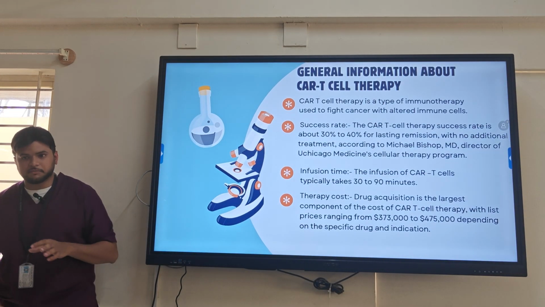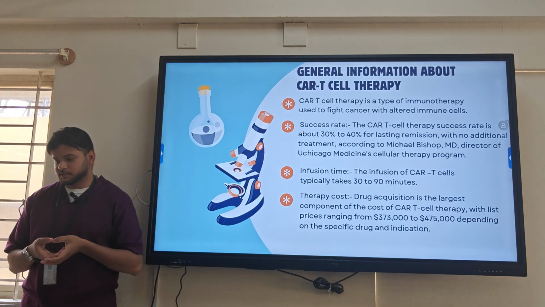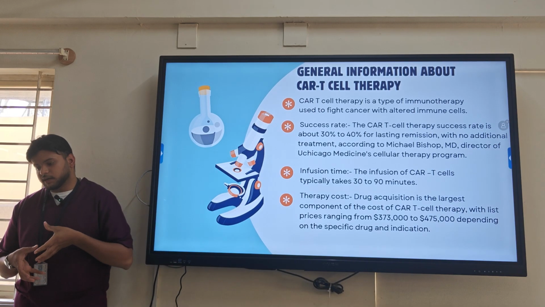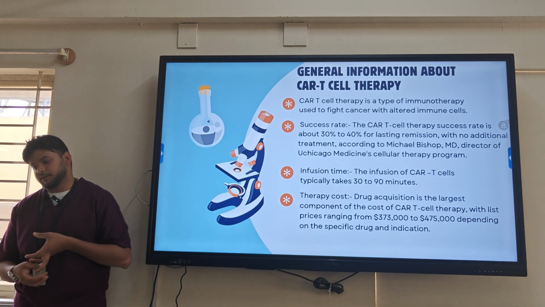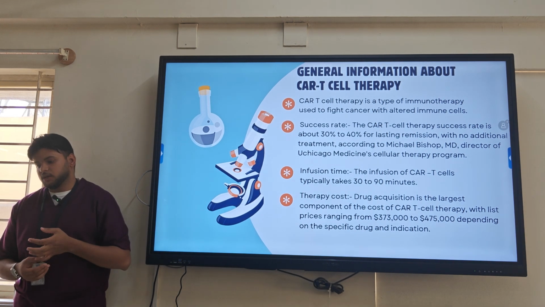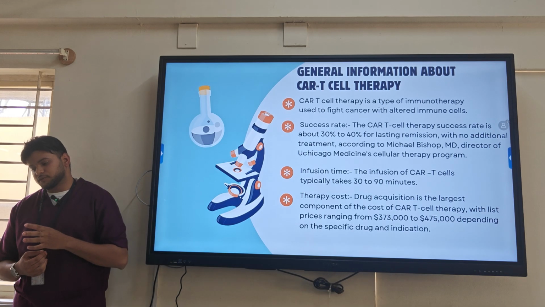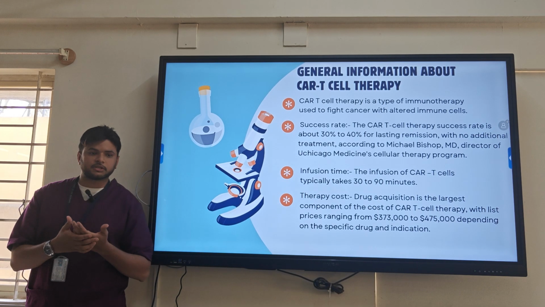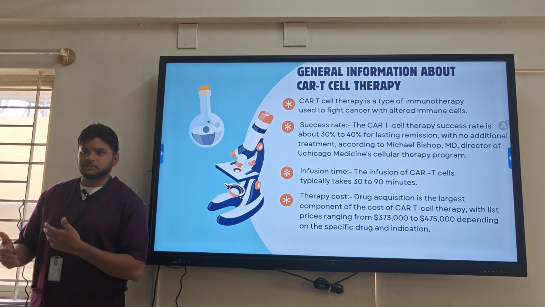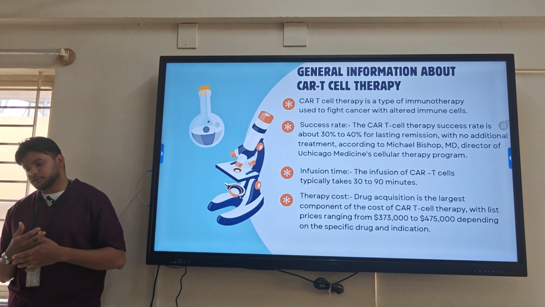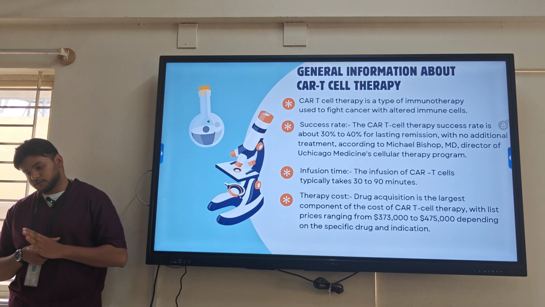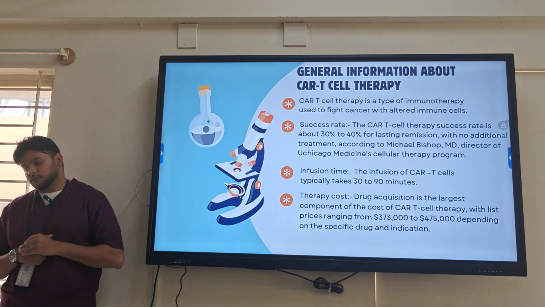This is a summary of what I have explained to you, in 4 points. CAR T cell therapy is a type of immunotherapy used to fight cancer with altered immune cells. Success rate is 30 to 40% for lasting remission. I said in chemotherapy recurrence will be much faster, but here it is 30 to 40% for lasting remission with no additional treatment, according to Michael Bishop, MD, director of Chicago Medicine's cellular therapy program.